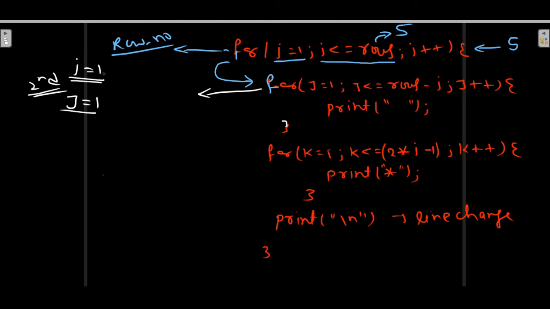I will be 1, right? For the first row, the value of I will be 1. Okay, this is the second loop. Don't confuse it. So this is the second loop.